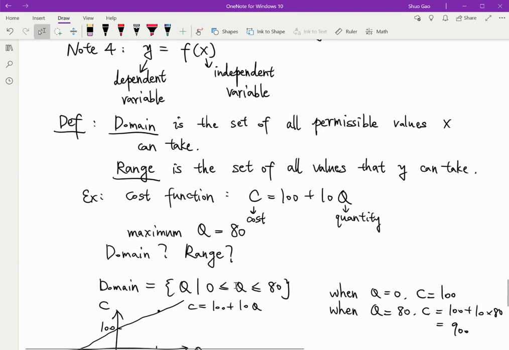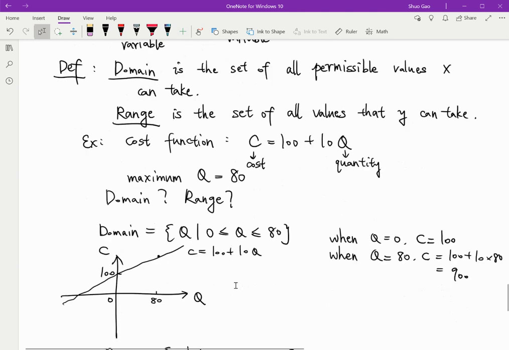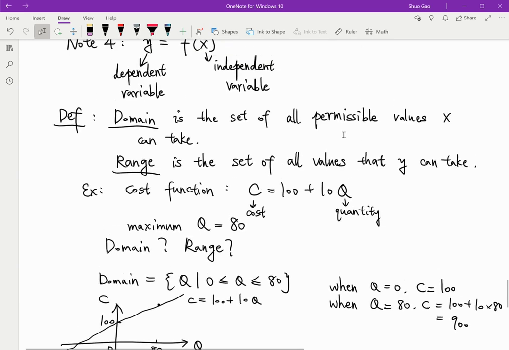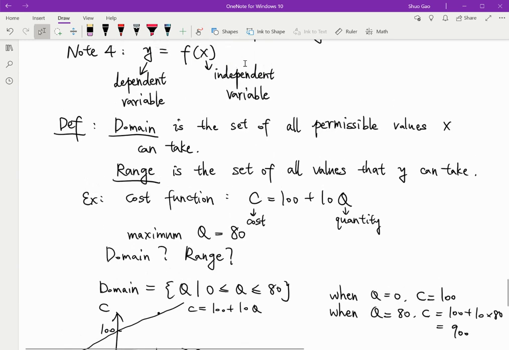So let's find the domain and the range. The domain is really simple, because the domain is the set of all the permissible values that x can take. In this example, x is the quantity. We can say that x is the independent variable, and in this example, Q is the independent variable.